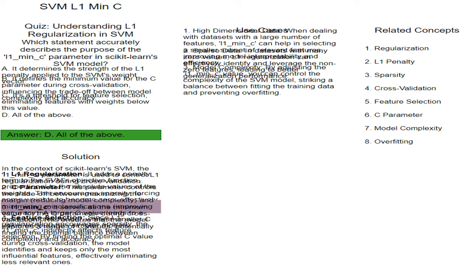When a model performs very well on training data but poorly on unseen data. When a model learns the noise in the training data, making it less effective on new data. When a model is too complex and doesn't generalize well to new data.